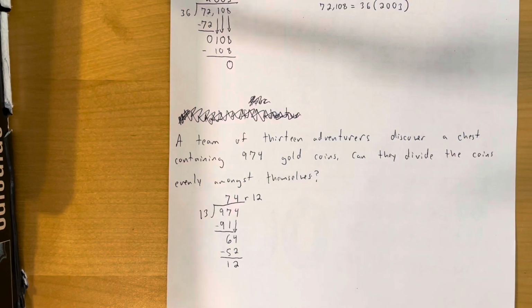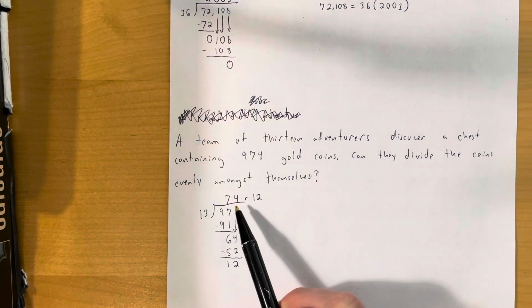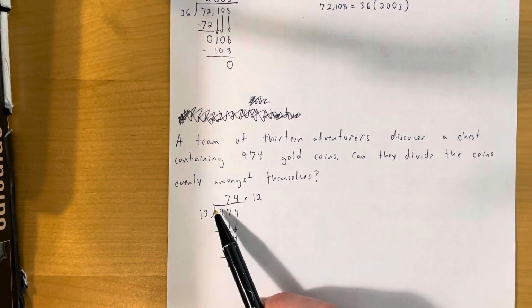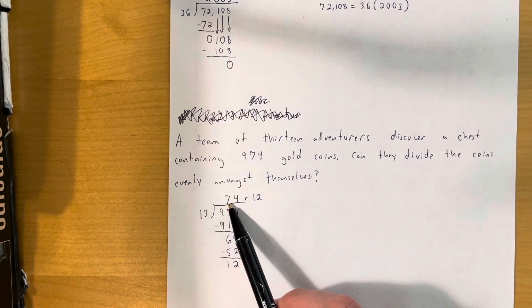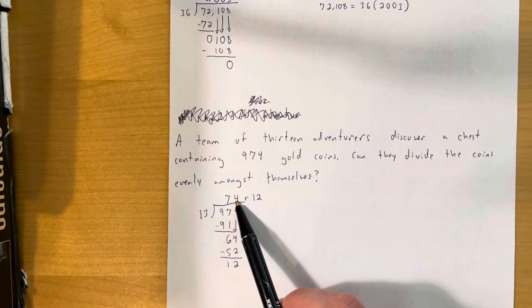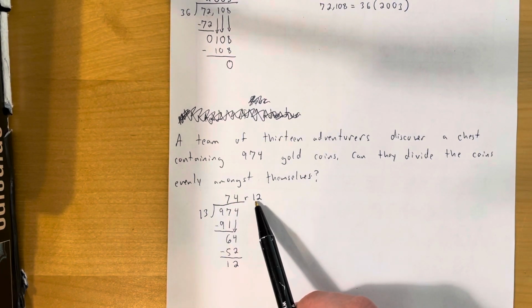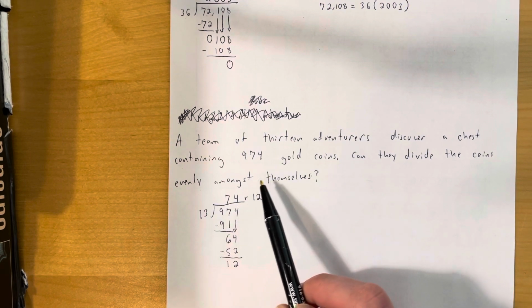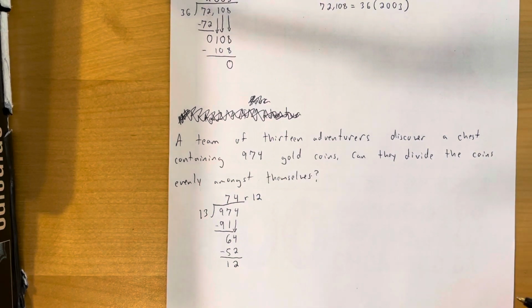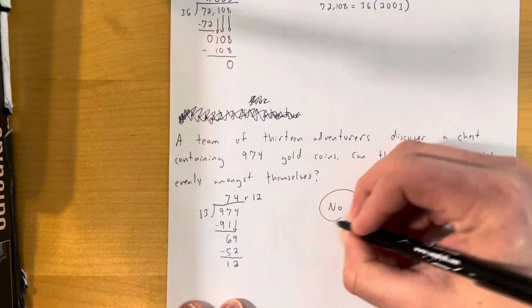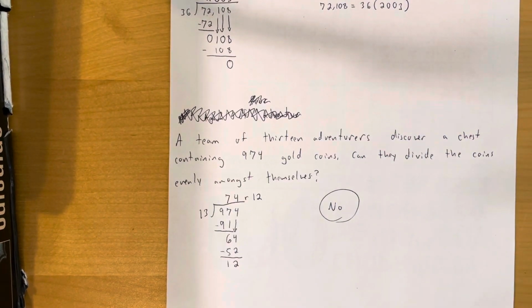Okay? So what does this tell us? Well, if we divide those coins up evenly amongst the 13 different adventurers, then each adventurer is going to get 74 gold coins. But there's going to be 12 coins left over after dividing those up. And if there's 13 adventurers and only 12 coins, I don't have enough to give each adventurer one more. So the answer here is no, they cannot divide these evenly amongst themselves. And it's the remainder that told us that, not the quotient.